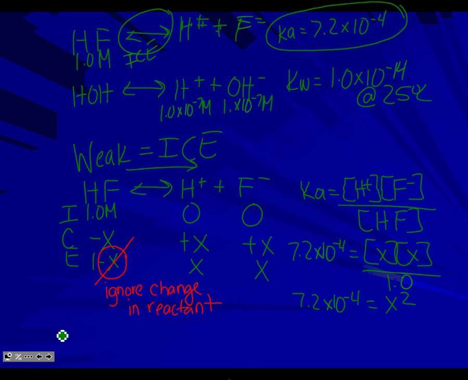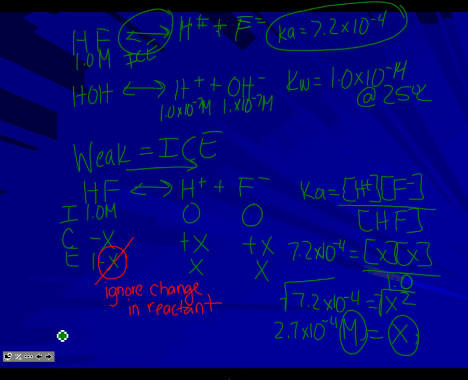And all we need to do to come up with our answer is take the square root of both sides. When we take the square root of that, we end up with 2.7 times 10 to the negative second. And this is a molarity. Here in this problem, we solve for x. X is a molarity.